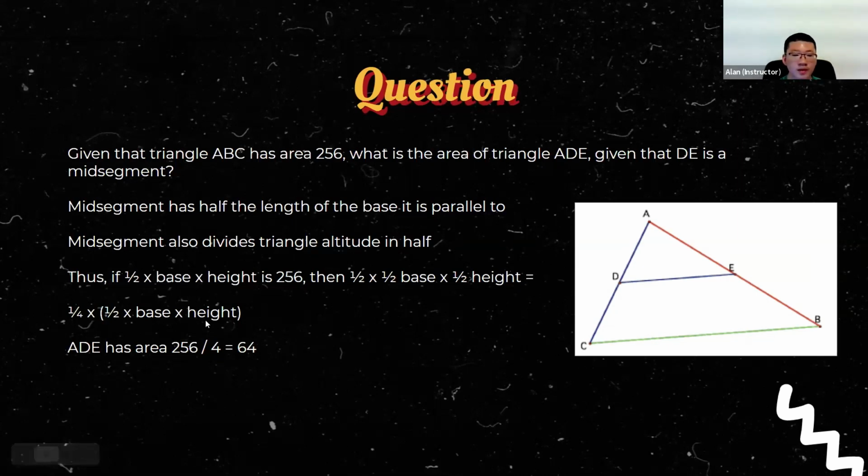And if you took similarity, which we taught last class, you could also use similarity to find the area of that triangle, since the midsegment is going to form two similar triangles.